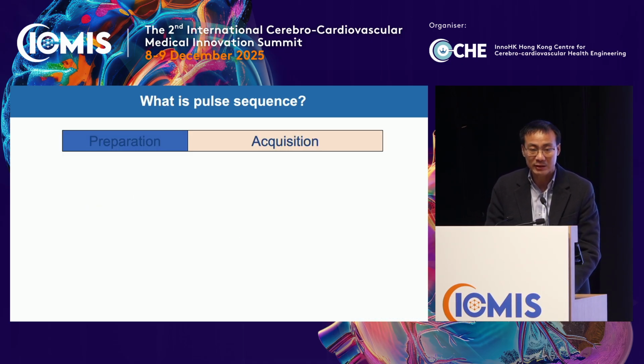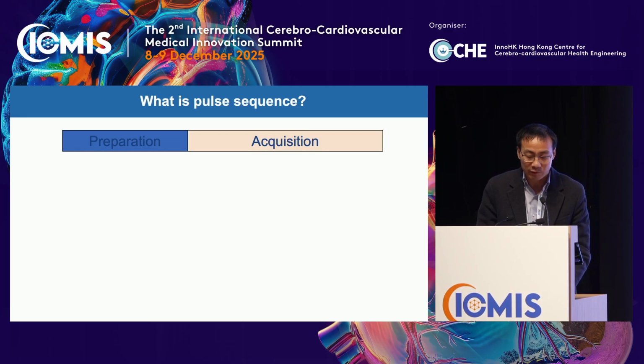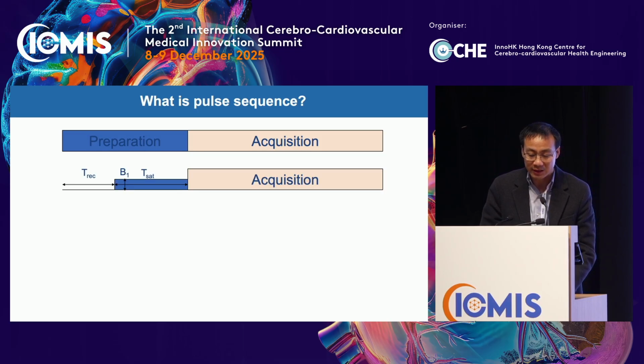Basically, for most MR sequences, we have two different parts. Firstly is the preparation module, and then the acquisition module. As shown here, a commonly used method in our group is the CEST method. So you have recovery time, you have B1 saturation time, and also you have acquisition to give you the MR image, give you the spatial information.